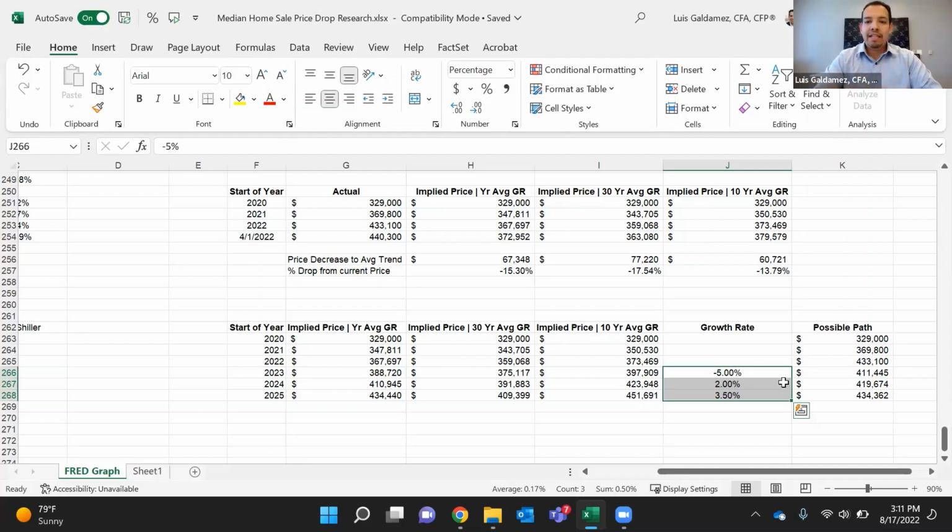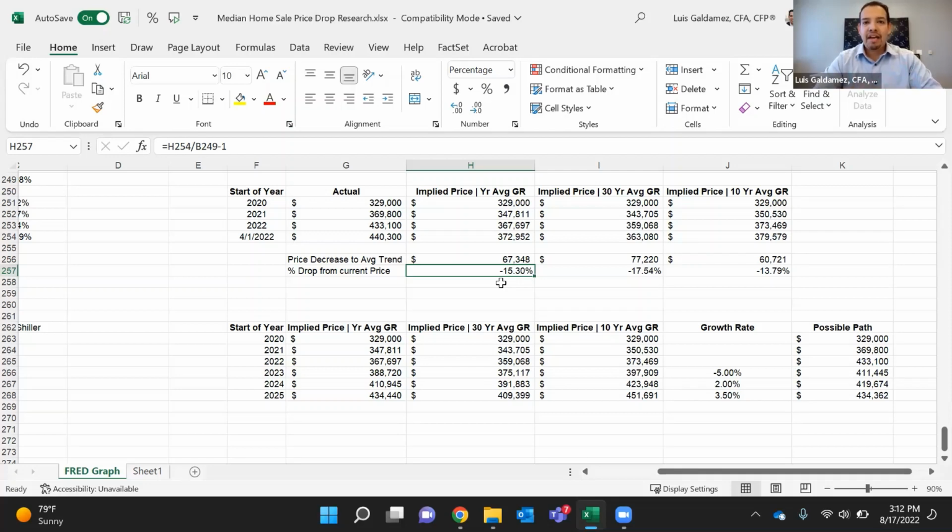Now, why do I think that's more likely than dropping right away? Someone can argue, well, we're not going to wait until 2025, we're actually going to drop now. Well, if we drop today, we would have to drop 15.3% to get back to trend. But I don't think we're likely to drop right away. The real estate market is not like the stock market. The stock market corrects very, very quickly. The real estate market does not correct that quickly.